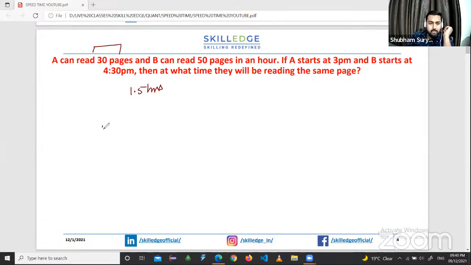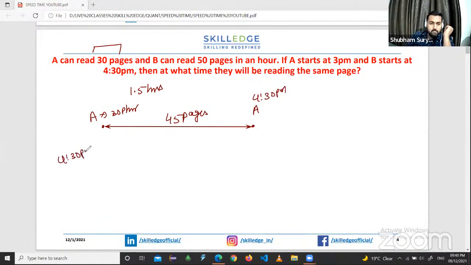So A can read at the rate of 30 pages an hour. So in these 1.5 hours, A would have read exactly 30 into 1.5, which is 45 pages. Now this is the position of person A exactly at 4:30 p.m. And exactly at 4:30 p.m. this is the position of person B who is just starting to read, and he'll be reading at the speed of 50 pages an hour, guys.